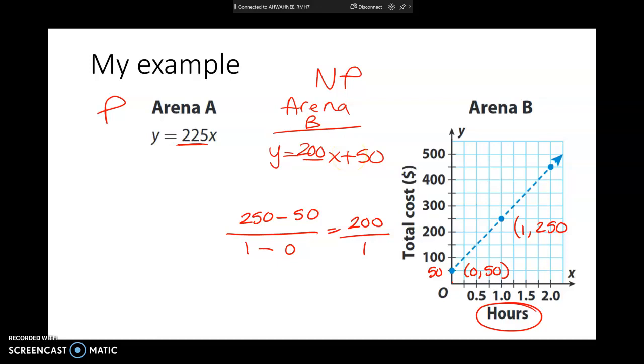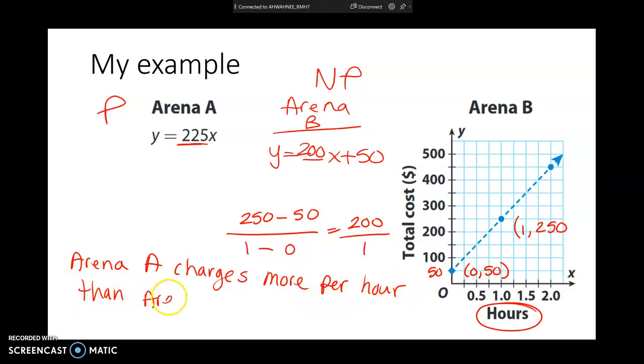So some example sentences we could write is, arena A charges more per hour than arena B. You could also point out the fact that arena B has an extra fee, whereas arena A doesn't.